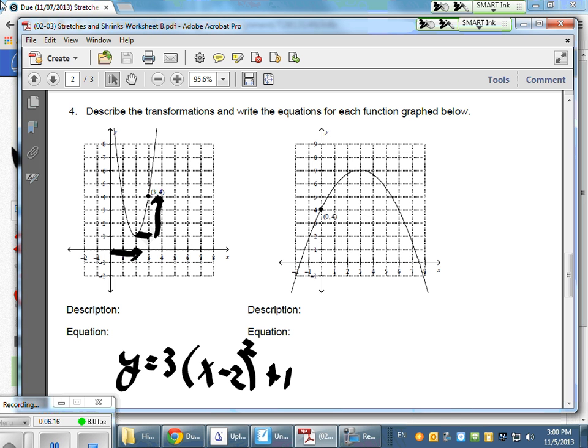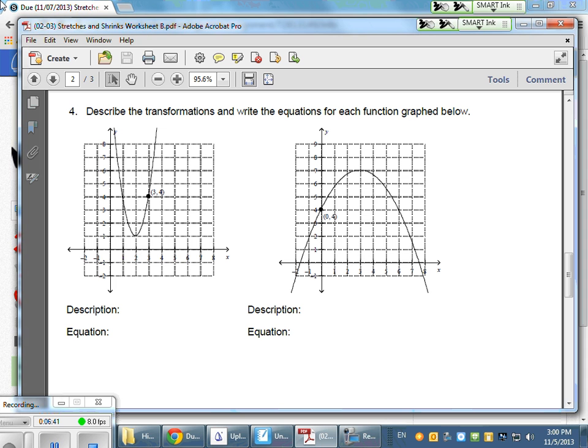The description is just describe the transformations. That's saying all these things, which is that it's vertical stretch of factor 3, and it's right 2, and my marker's so thick it's hard to write. Right 2, and then up 1. All right, so there are descriptions that you would write in of how this thing has moved.